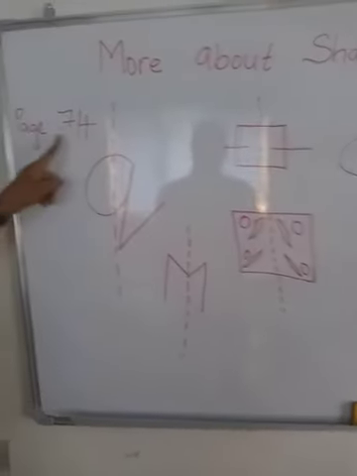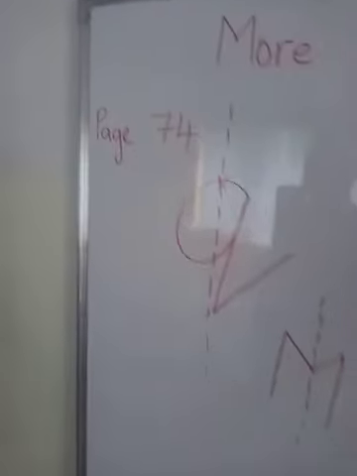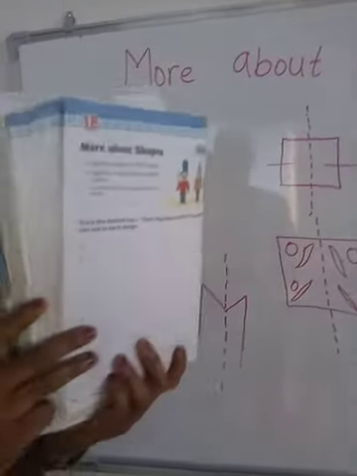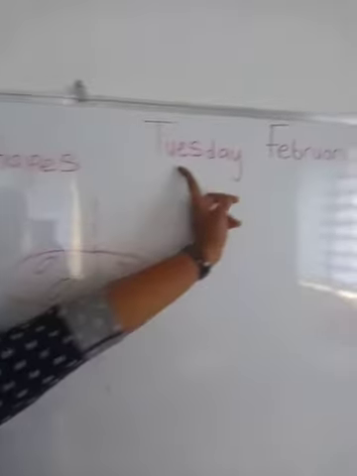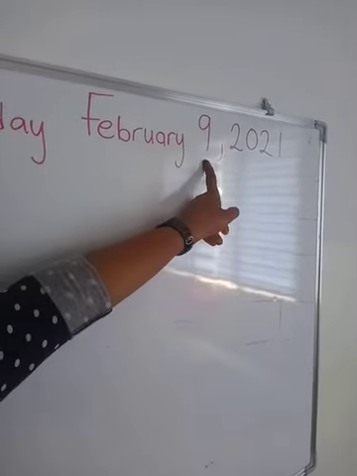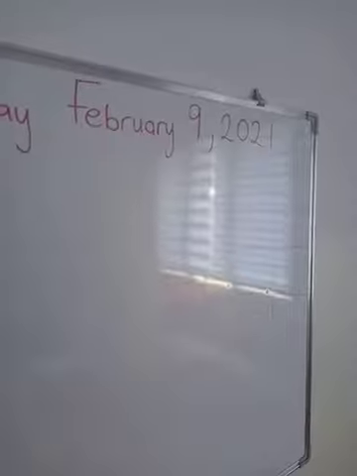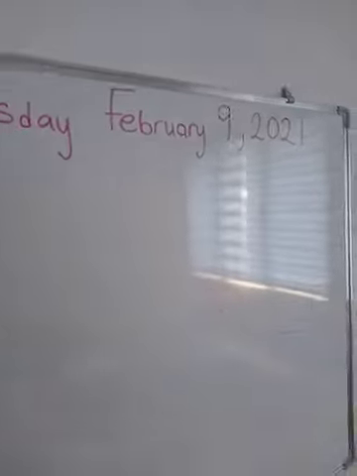Alright? Now let's look into our book on page 74. Page 74, and you find that on the blue pages. Page 74. And when you're there, you write the date. Today is Tuesday, February 9, 2021. Tuesday, February 9, 2021.